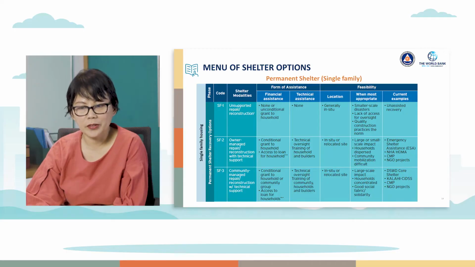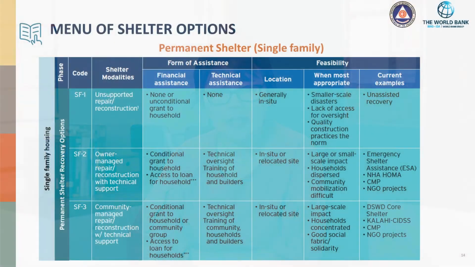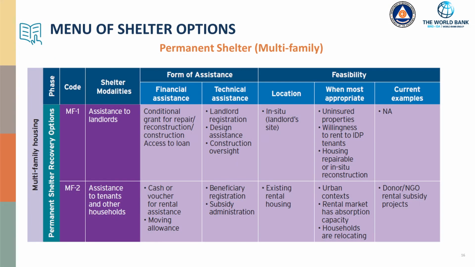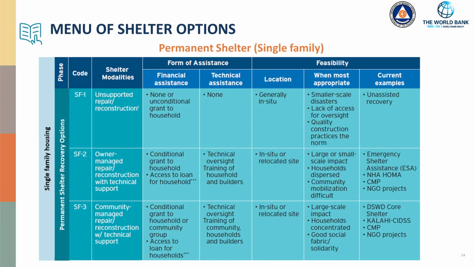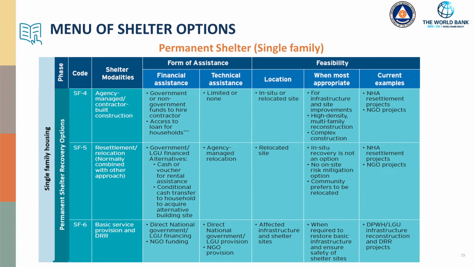Then we have permanent shelter. Permanent shelter options are medium-term interventions that lead to safe and permanent solutions. These interventions can be categorized into 2: single-family housing and multi-family dwellings. Under single-family housing, we have the following shelter modalities: unsupported repair or reconstruction, owner-managed repair or reconstruction with technical support, community-managed repair or reconstruction with technical support, agency-managed or contractor-built construction, resettlement or relocation, and basic service provision with disaster risk reduction.